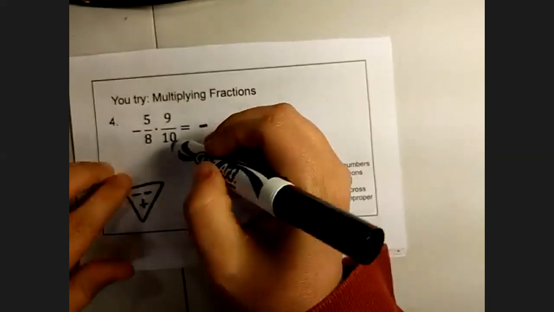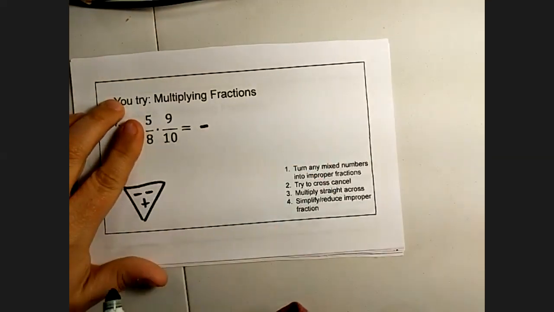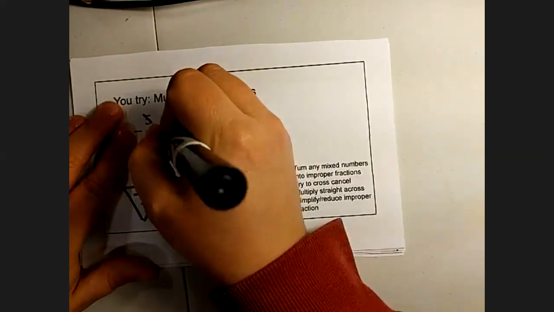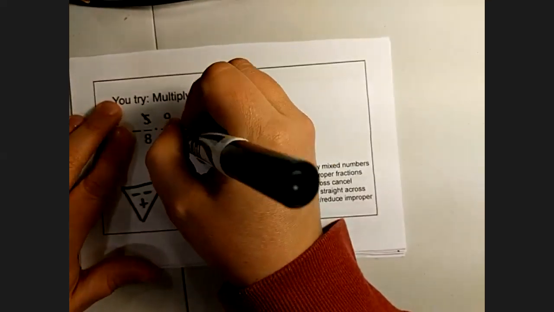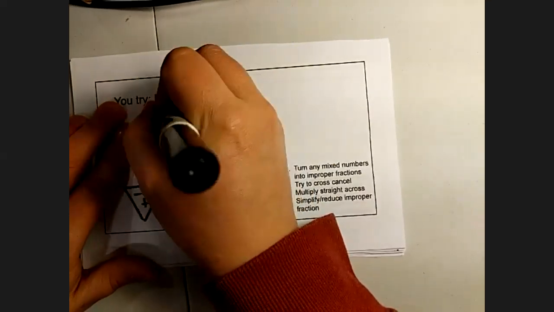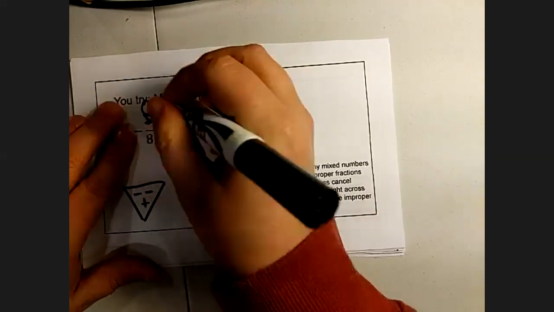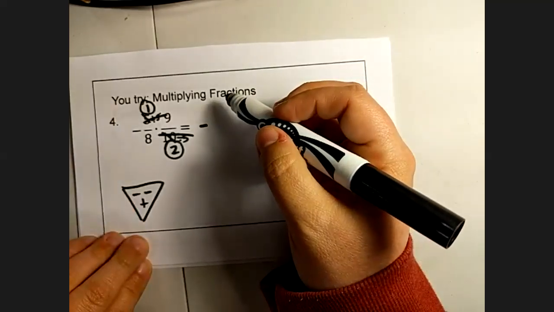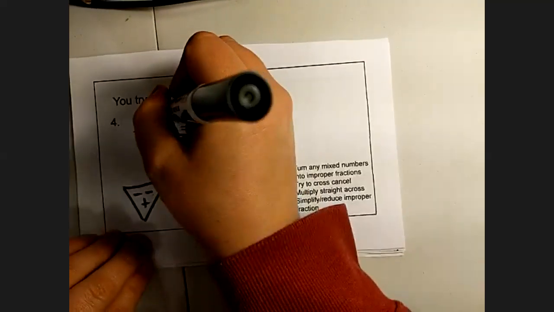And then what I can do is kind of get rid of the negative and just do the problem like normal. So I'm going to look on the diagonals here. I notice I have a 5 and a 10. I can divide 5 and 10 both by 5. When I do that, that becomes a 1, and I'm going to circle it so I know what number I have there, and that becomes a 2. 9 and 8 have nothing in common there, so I can't do anything there. So I'm just going to go ahead and go straight across.